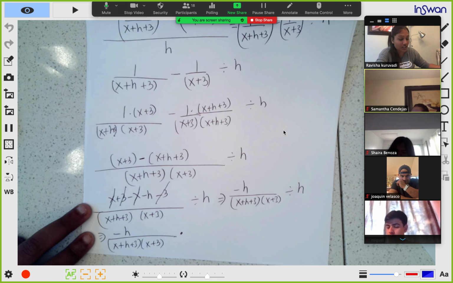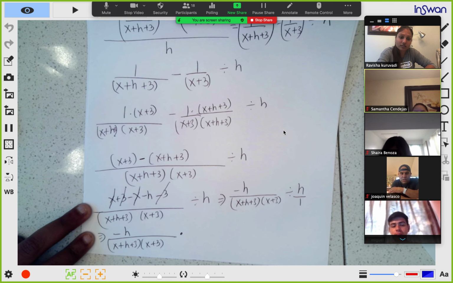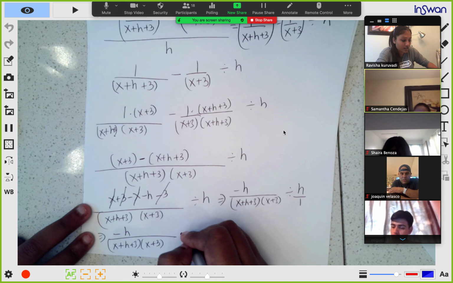So here it was h. You're like, how am I supposed to flip it? What's at my bottom here? There's no denominator. There is a denominator: h is divided by 1. So flip it now, and it becomes 1 over h.